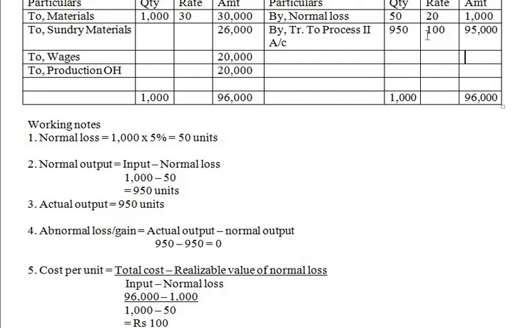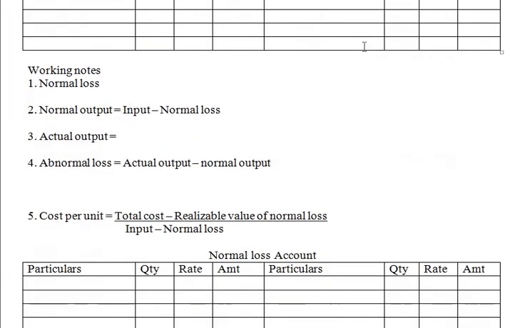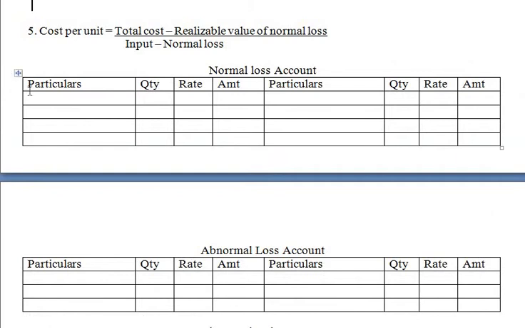It is 95,000. Now we haven't recorded normal loss in normal loss account, so this is on the credit side. So this we are going to record on the debit side of normal loss account. So here go to normal loss account. Normal loss account debit side to process 1 account. Okay, normal loss is 50 and the rate is 20, amount is 1000.